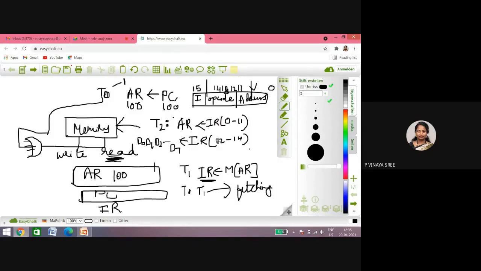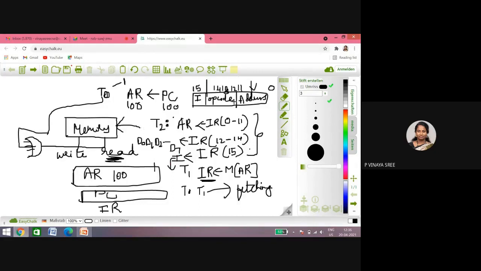Next part is what? IR of 15. What we have in the 15th bit must be placed in I. This I will decide, if it is memory reference, whether it is direct or indirect mode. So this entire part is decoding. So decoding is done at T2.